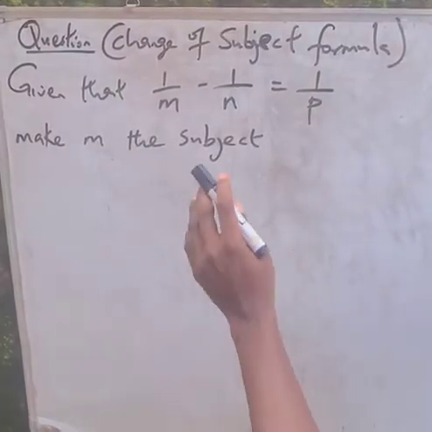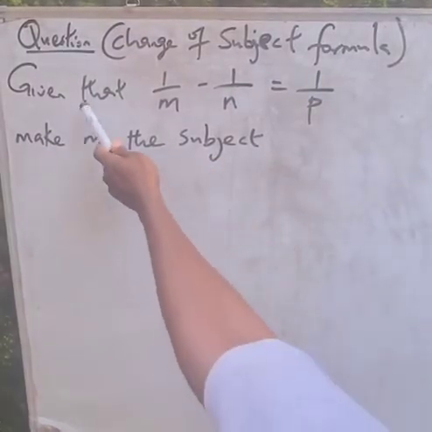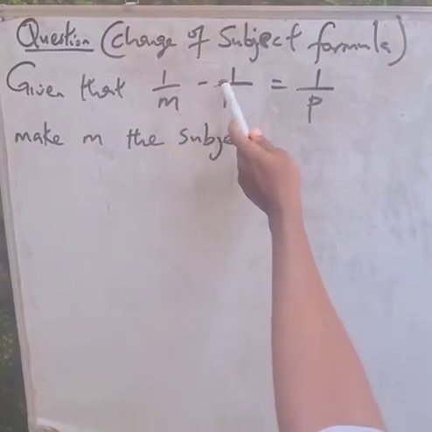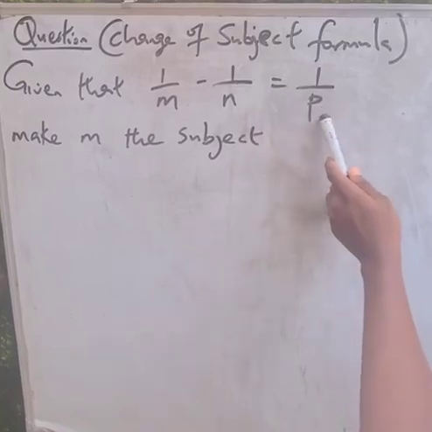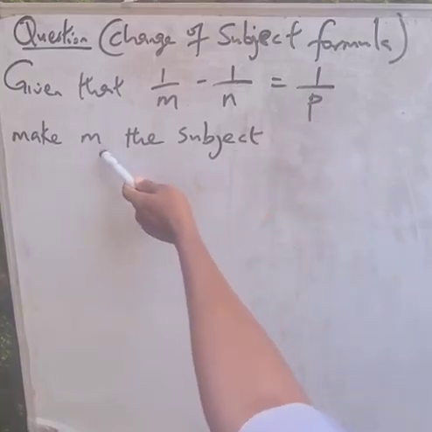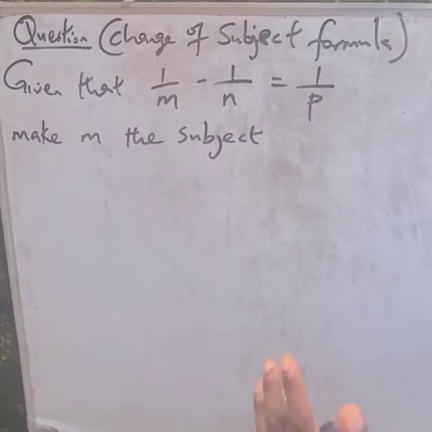All right, so look at this question. We're given that 1 over m minus 1 over n equals 1 over p, and we are asked to make m the subject.